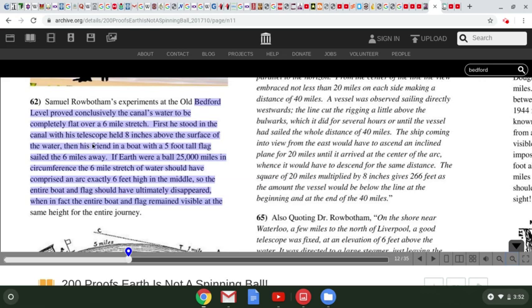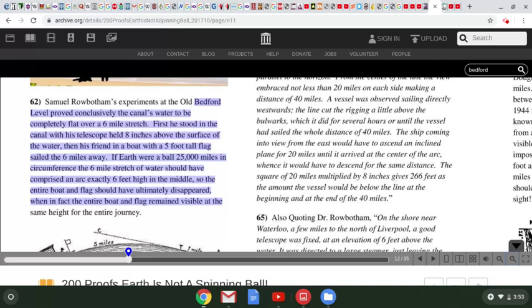First, he stood in the canal with his telescope held 8 inches above the surface of the water. Then his friend in a boat with a 5-foot tall flag sailed the 6 miles away. If Earth were a ball 25,000 miles in circumference, the 6-mile stretch of water should have comprised an arc exactly 6 feet high in the middle. So the entire boat and flag should have ultimately disappeared.